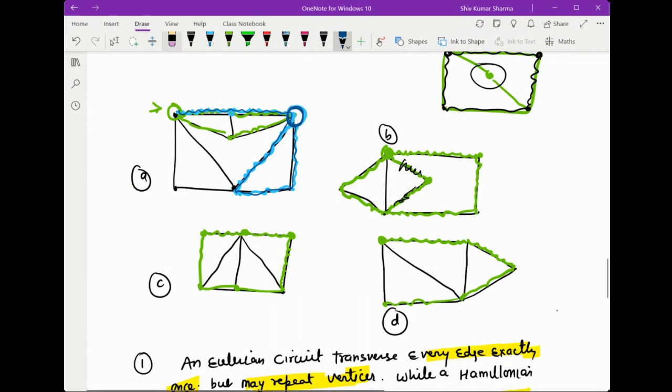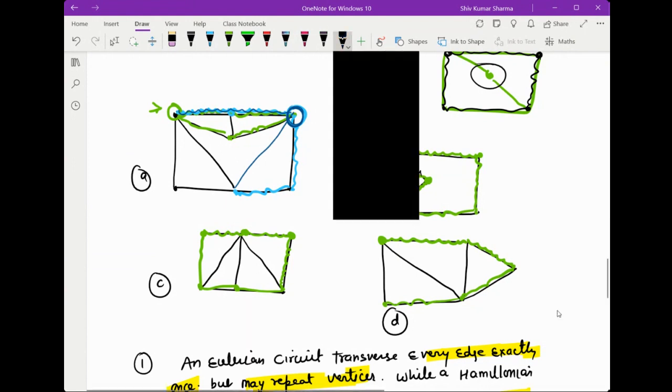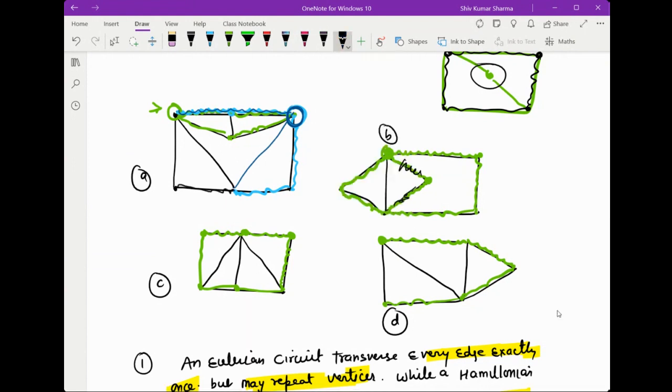So suppose you are not choosing this path, then you can try to visit this vertex, then visit this vertex, then this vertex, this is also a vertex here, then visit this vertex. So this is also an intermediate vertex. So this is not an example of a Hamiltonian graph.